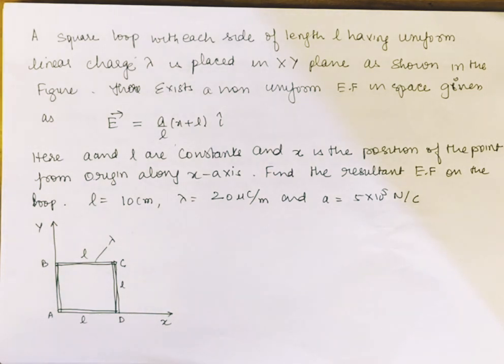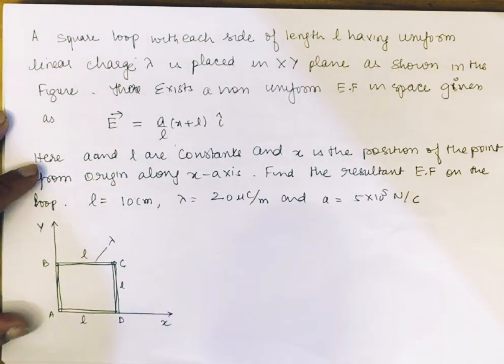That is how the electric field is given. That means it is increasing in the positive x direction. Here A and L are constants and x is the position of the point from the origin along the x-axis. Find the resultant electric force on the loop. L is 10 centimeter, lambda is given and A is given.